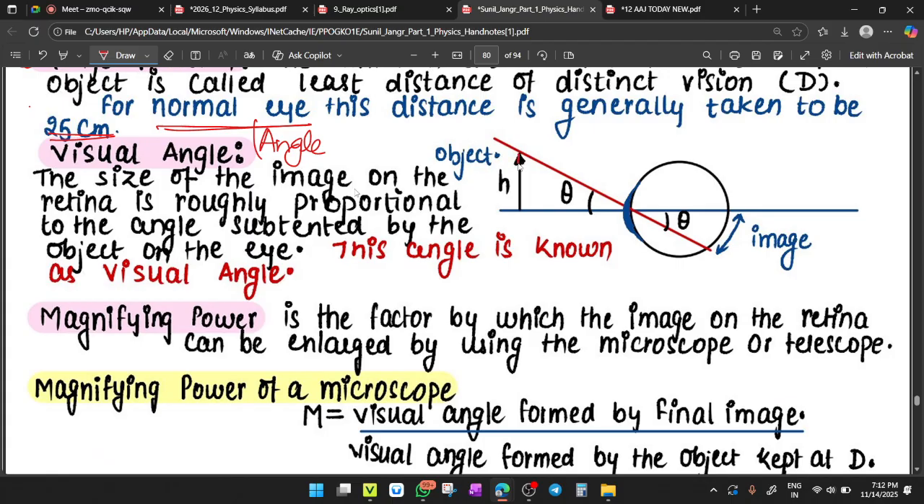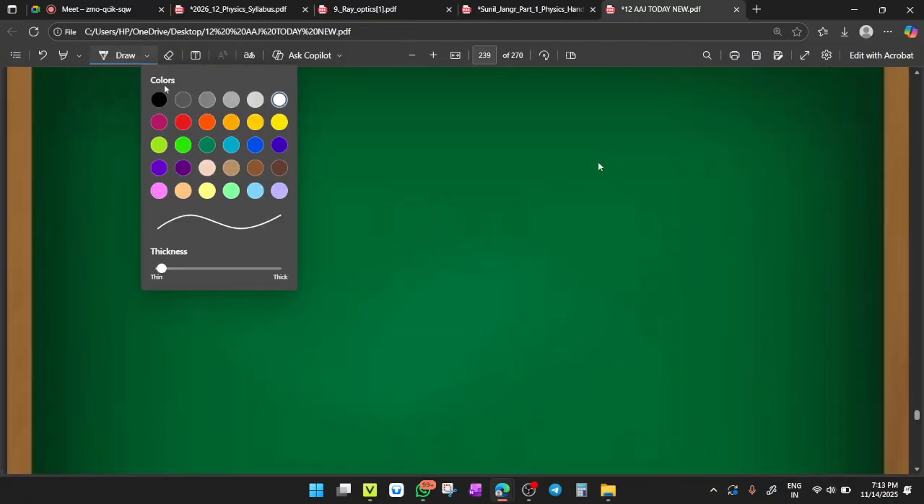Now you check please. Here this is the object. This object is making an angle theta on the eye. Clear? You can make it roughly like this. This is your eye. Now take a central line from the eye, and this is your object.